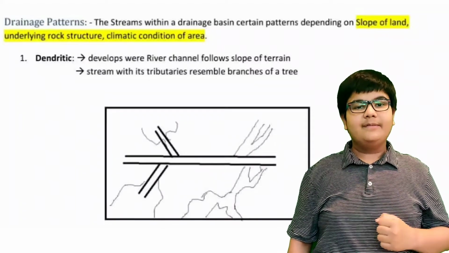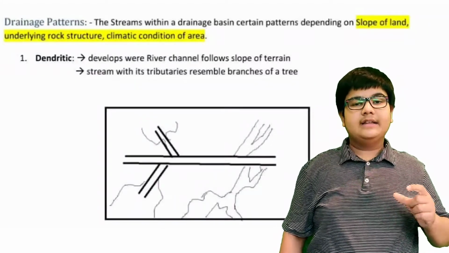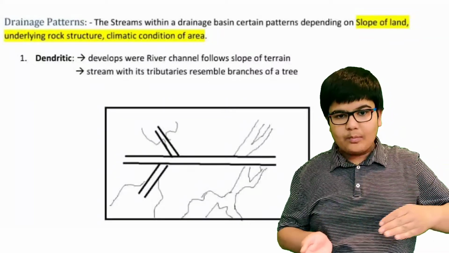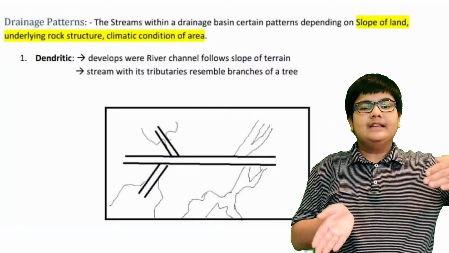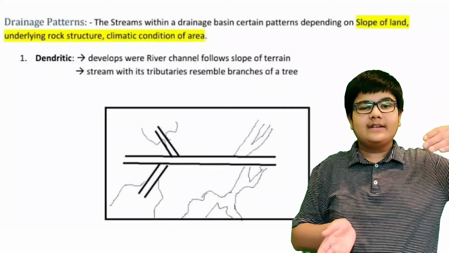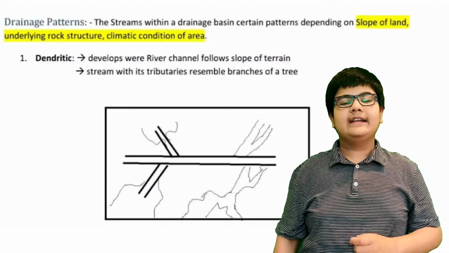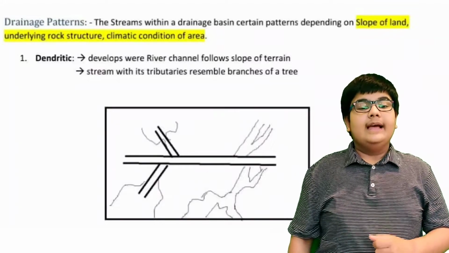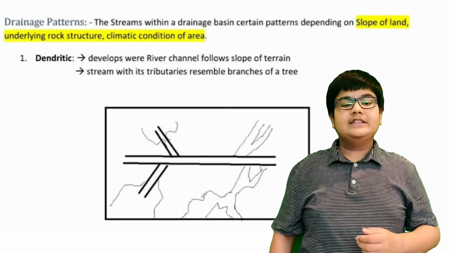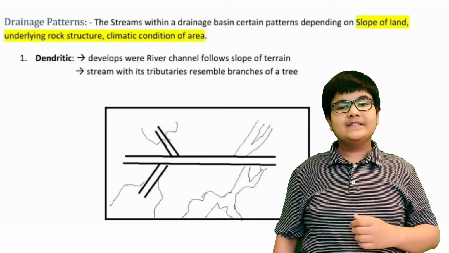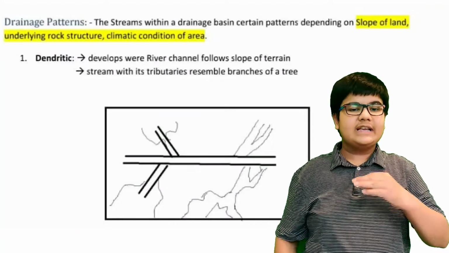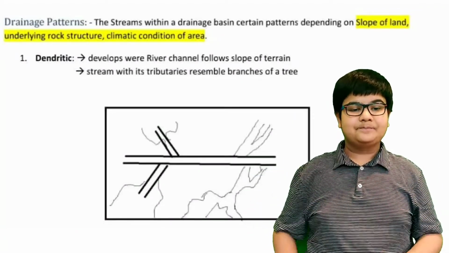First, dendritic pattern. This pattern develops where the river channel follows the slope of the terrain. So for example, the slope is like this, and if the river channel also follows this slope of the terrain, then here the dendritic pattern would develop. Now in this pattern, the stream with its tributaries resembles the branches of a tree. So it looks like a tree with its branches.